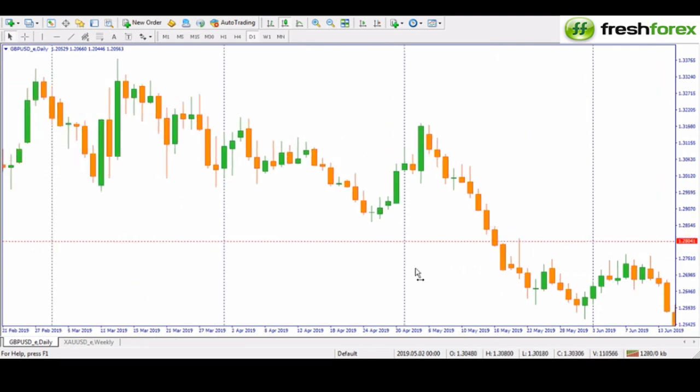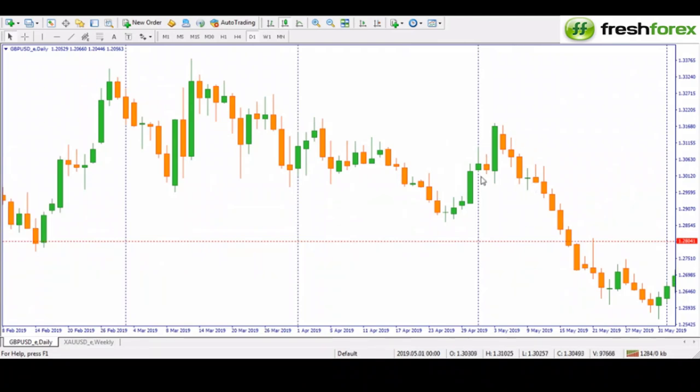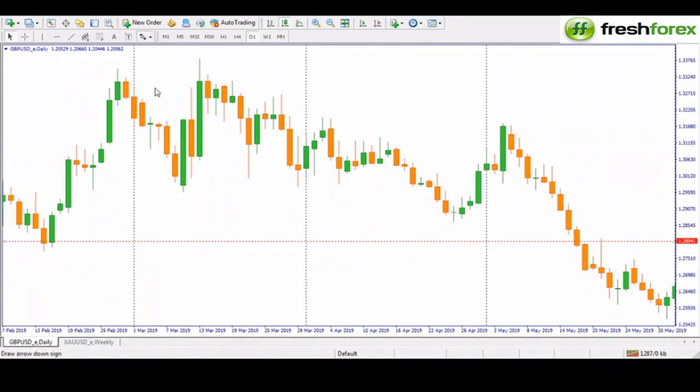And then we also have this one here. This is an inside candle. So if the price was proceeding downwards and then a candle appears which has a high which is lower than the high of the previous one, and a low which is higher than the low of the previous one, then that is defined as an inside bar.